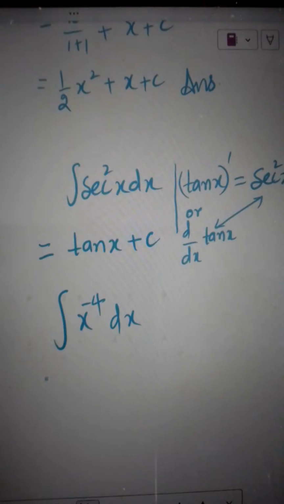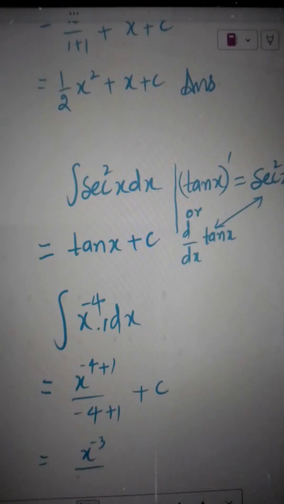An algebraic function, so x derivative 1 can be considered with it. So if this is the situation, then we increase the power of the function by 1 and divide by that, plus c. So here it will be x power minus 3 divided by minus 3 plus c, which can further be expressed as minus 1 by 3, x power minus 3 can be written as x power 3 in the denominator, plus c. So here is the way to integrate these functions.